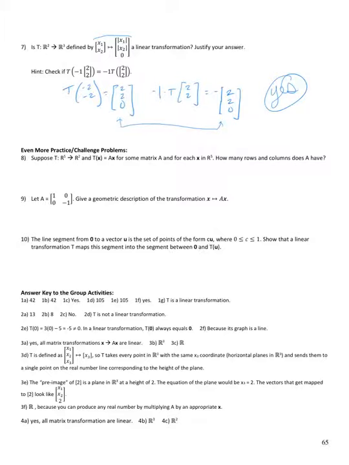Okay, quick fix here. This is not true because I forgot about this negative sign outside of my vector. So this comes out to negative 2, 0, and these two are not the same. So this is not a linear transformation.